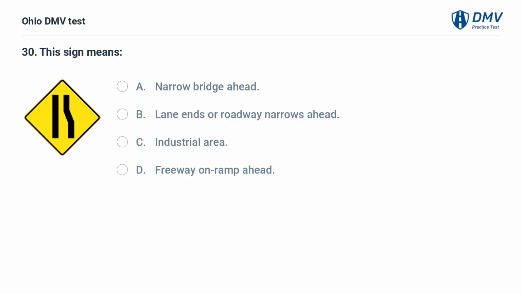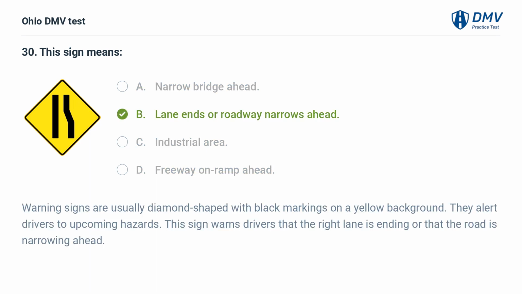This sign means: A. Narrow bridge ahead. B. Lane ends or roadway narrows ahead. C. Industrial area. D. Freeway on-ramp ahead. B. Lane ends or roadway narrows ahead. Warning signs are usually diamond-shaped with black markings on a yellow background. They alert drivers to upcoming hazards. This sign warns drivers that the right lane is ending or that the road is narrowing ahead.